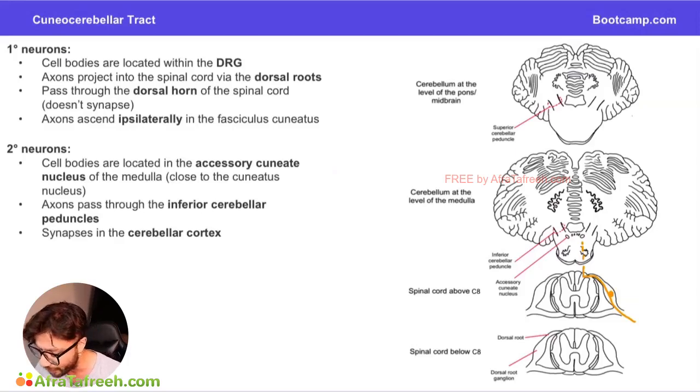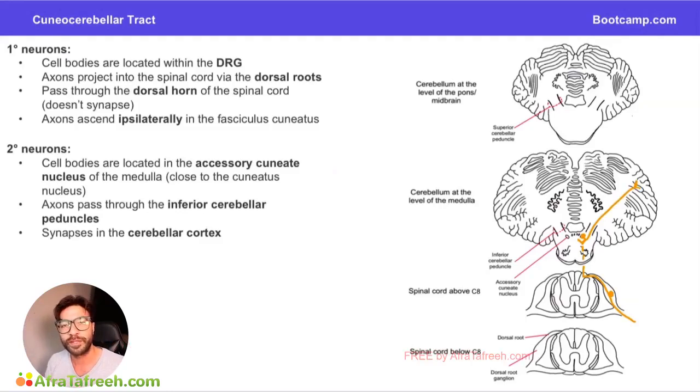neuron, found in the accessory cuneate nucleus. So this structure right here and right here, these are going to be the accessory cuneate nucleus, and you can see this is going to be found in close proximity to the nucleus cuneatus as well as the nucleus gracilis. So once we've synapsed in that accessory cuneate nucleus, then the second neuron enters in through that inferior cerebellar peduncle and terminates in the cerebellar cortex.